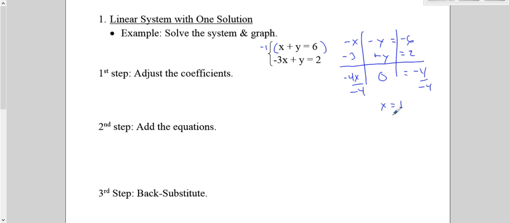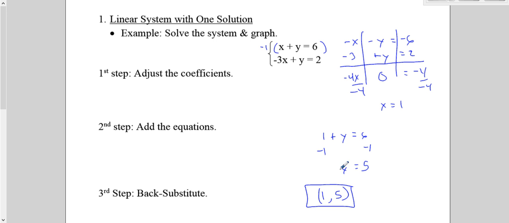So I've done step 1 and step 2. Now I'm ready for step 3. And I'm going to plug that into either one of these two equations. Let's go with the first one. I get 1 plus y equals 6. Subtract the 1, and I get y equals 5. And my solution will be 1, 5.